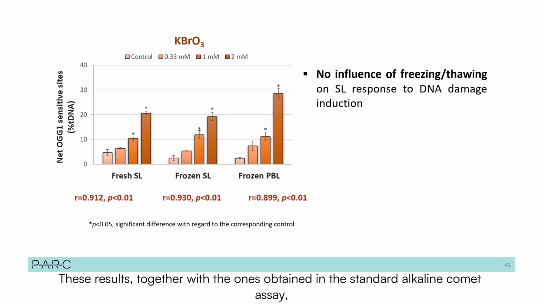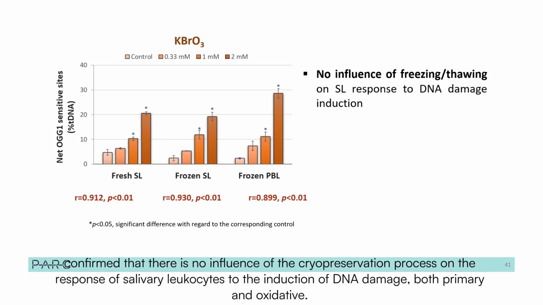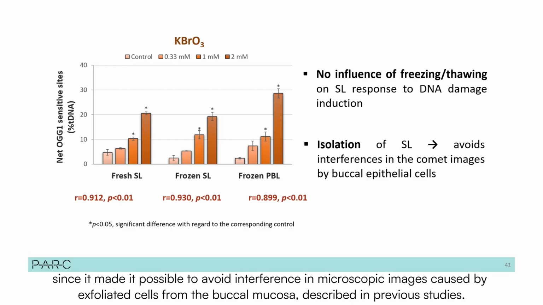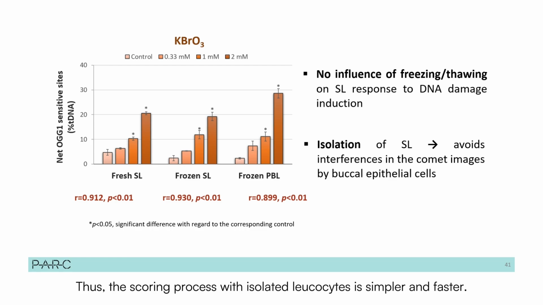These results, together with the ones obtained in the standard alkaline COMET assay, confirmed that there is no influence of the cryopreservation process on the response of salivary leukocytes to the induction of DNA damage, both primary and oxidative. Furthermore, the process of leukocyte isolation from saliva samples resulted very convenient, since it made it possible to avoid interference in microscopic images caused by exfoliated cells from the buccal mucosa, described in previous studies. Thus, the scoring process with isolated leukocytes is simpler and faster.